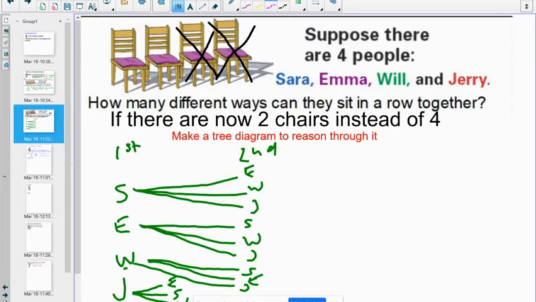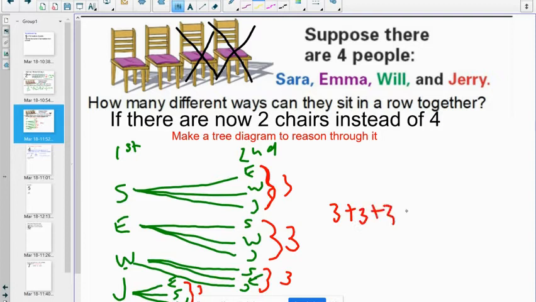If we count all those options up, we have 3 here, 3, another 3. These markings are just the grouping. It's not writing out 3 twice. It's not 33. We have 3 down here too. So then we have 3 plus 3 plus 3 plus 3. That's going to get you to 12.